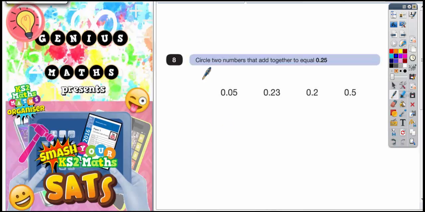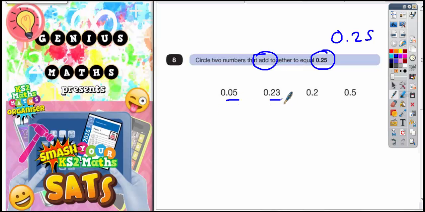Question number 8. Circle two numbers that add together to equal 0.25. So we're trying to make 0.25. Now this number here has got 2 digits after the point. This number's got 2 digits after the point. This has only got 1 digit after the point. And this has only got 1 digit after the point.